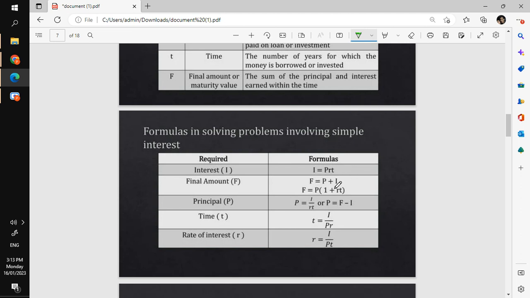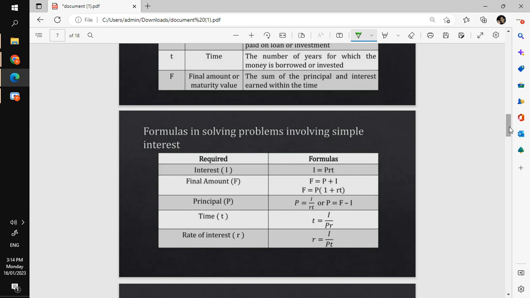Or you can use the other formula: F is equal to P times (1 plus R times T). This can be used if, let's say, the interest is not given or cannot be computed using the given values, so you can use the rate and the time as a substitute. For the principal amount, you have I over R times T, or the future value minus the interest. For the time, you have I over P times R. For the rate of interest, you have I over P times T.